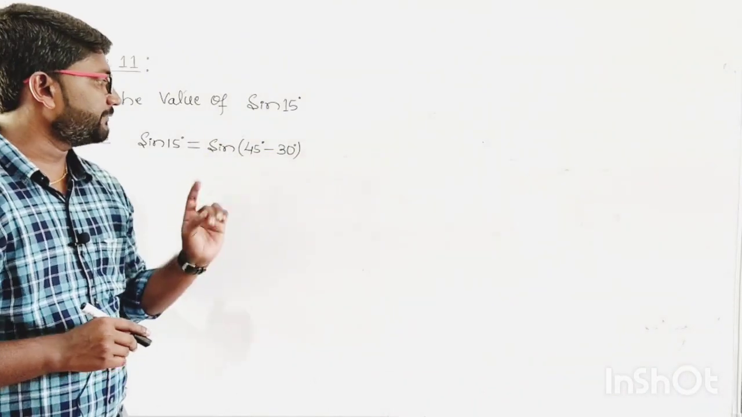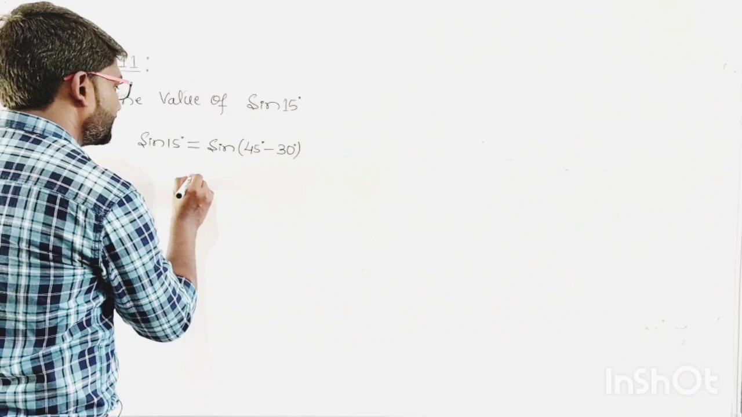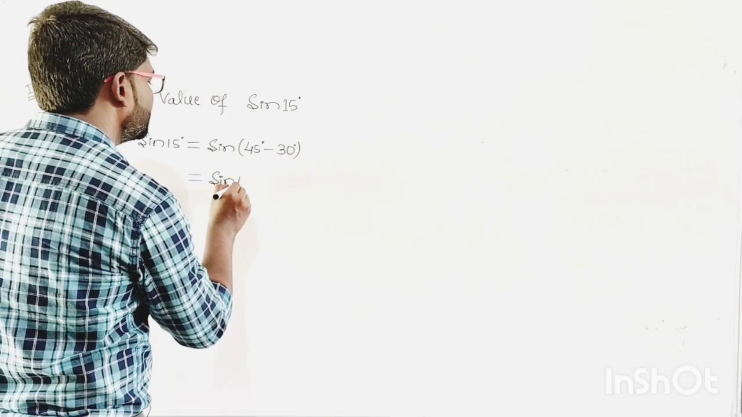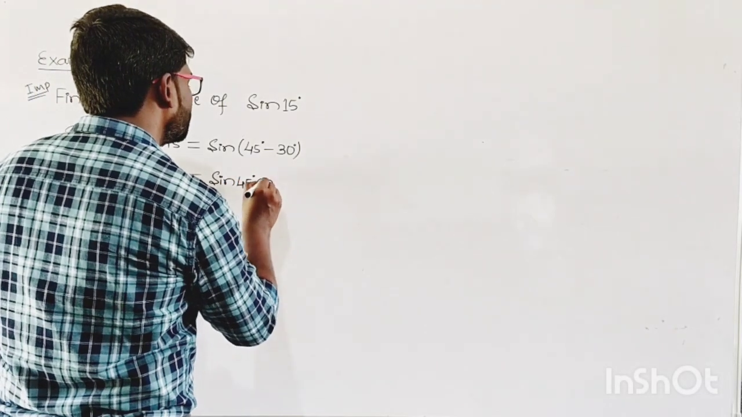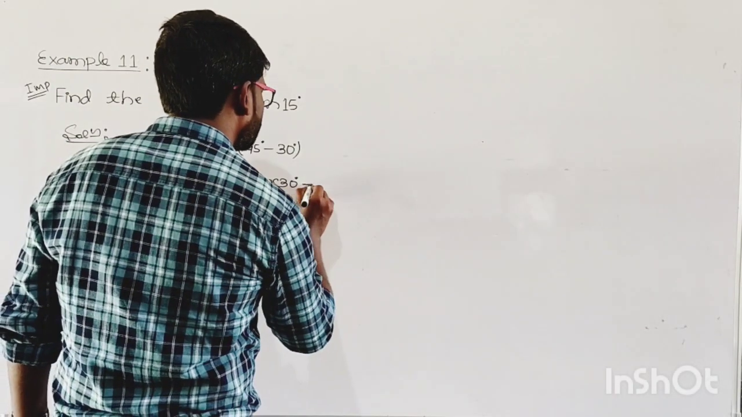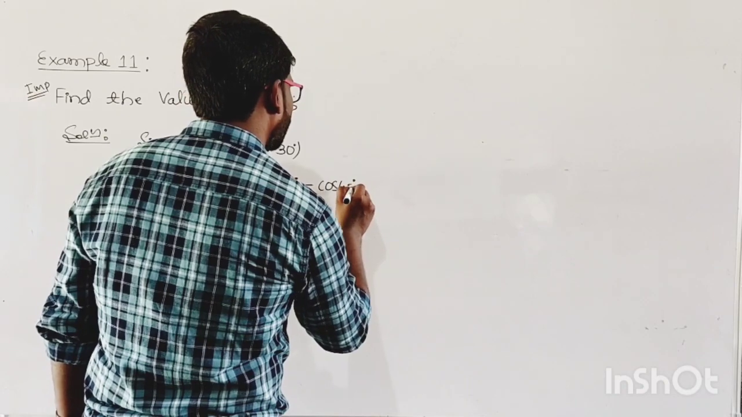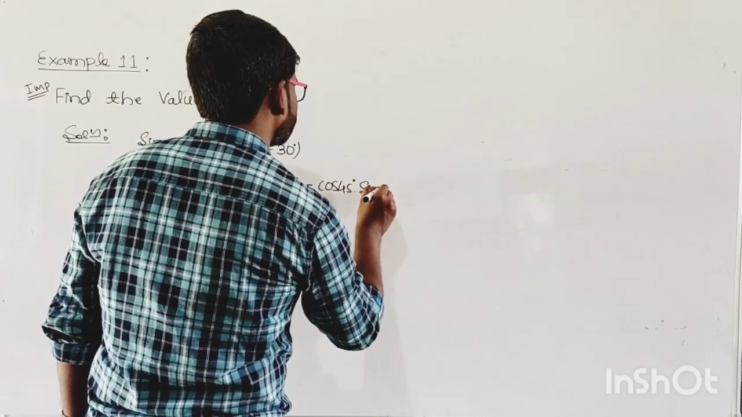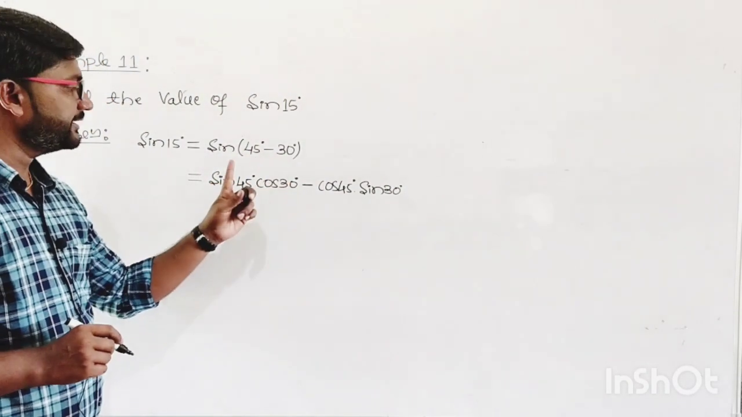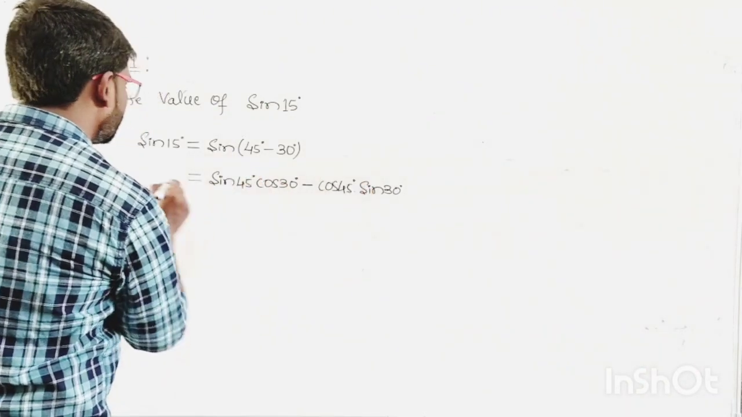Now this is in the form of sine of x minus y. Let us apply the formula. Sine of x minus y is going to be sin x cos y minus cos x sin y, where x is going to be 45 degree. Let us substitute all these values.